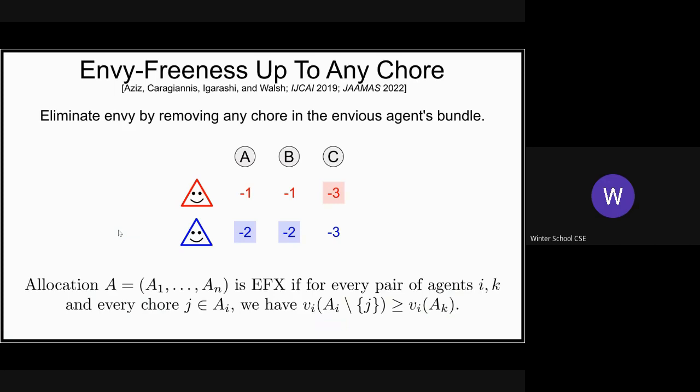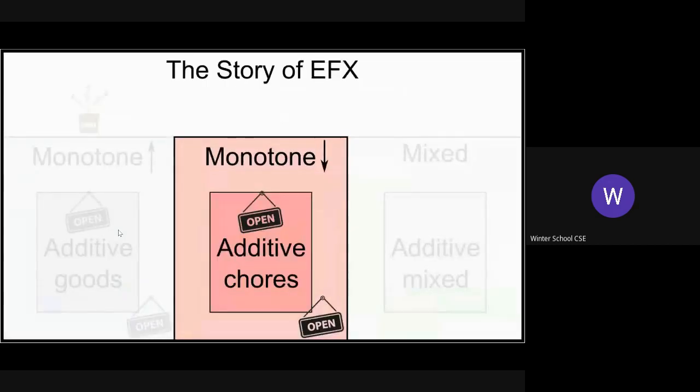Here's an example. And for chores, again, the picture is very discouraging. We don't know anything about either existence or non-existence, even for additive chores. So it's a wide open problem and a very nice open problem to work on. Yes. For 2 agents, you can show the existence, but for 3 or more, we don't know.